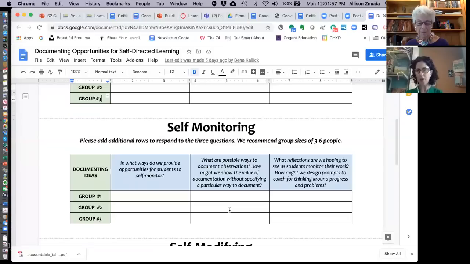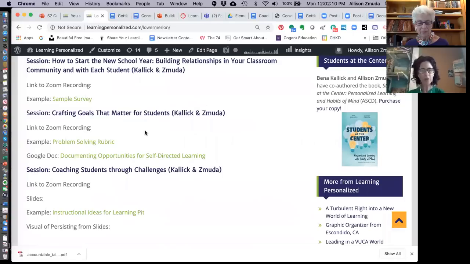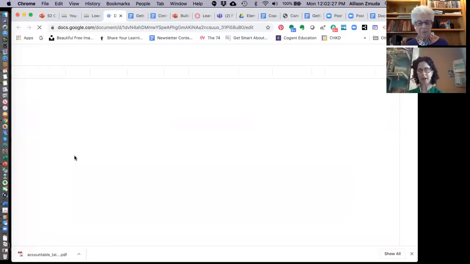All right, so we're going to leave you for about 10 minutes or so that you can settle into the document. And if you're wondering where this document is, one more time, you can actually go to learningpersonalized.com/Lower Merion, scroll down to crafting goals that matter for students. By the way, here's the problem solving rubric. And then there's the Google Doc for documenting opportunities for self-directed learning. You pop it open and there you are.